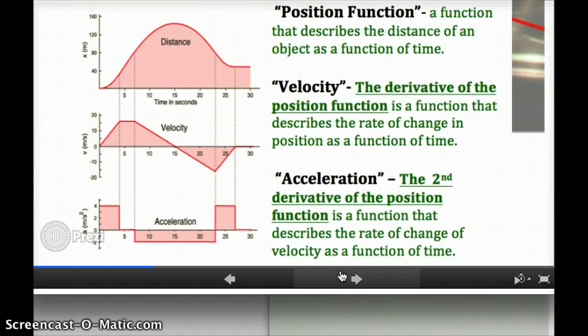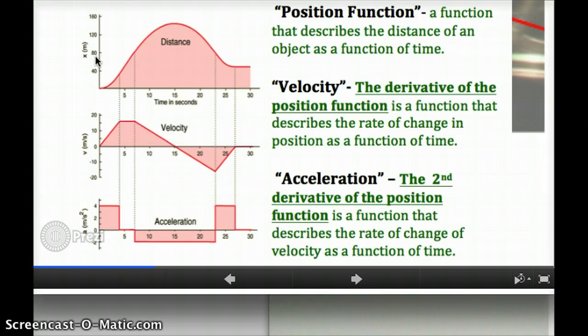So let's work on some more precise definitions. The position function is when you write a function or draw a graph that tells you where an object is. So maybe this graph tells me where that race car is. It starts out 0 miles away from home. At some point it's 120 miles away from home, and then it turns around and comes back down to 40 miles away from home. That's a position function. The input is time and the output is distance.